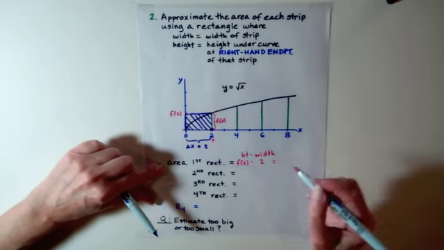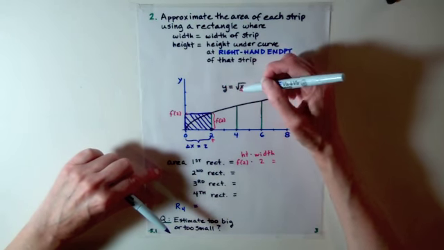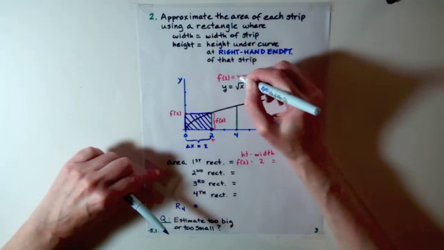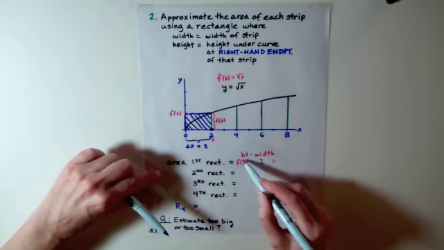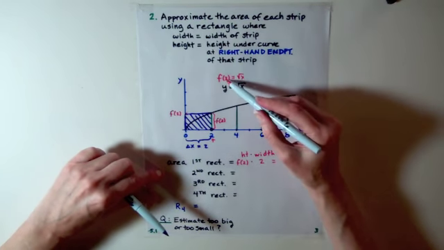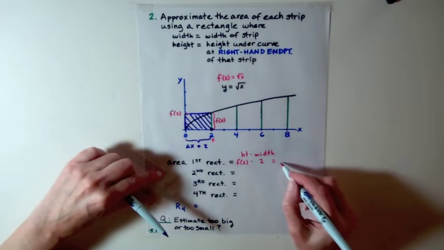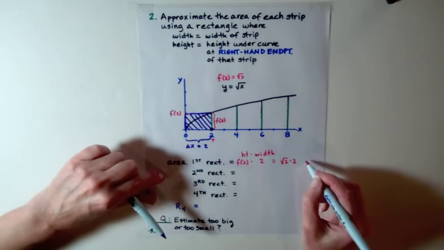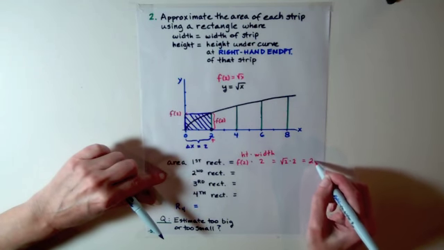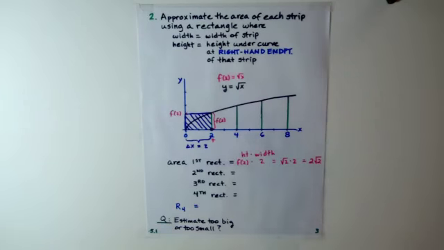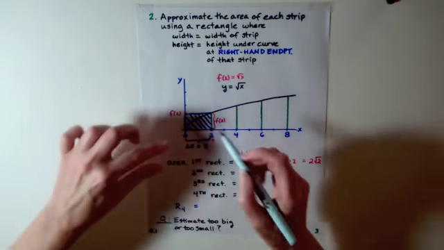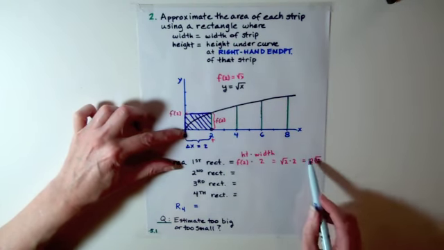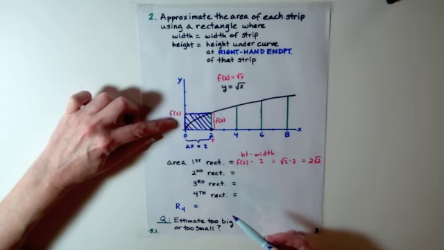And what is that equal to? Well, remember, we know what function we have. It's y equals root x, or I could write that as f of x equals root x. So the height is just going to be f of 2, which would just be square root of 2. So the height is square root of 2, and I multiply by my width of 2. So the area of the first rectangle, we would usually write that as 2 root 2. And that's my approximation for the area underneath the curve, the area of that first strip. So that's the area of my first approximating rectangle.